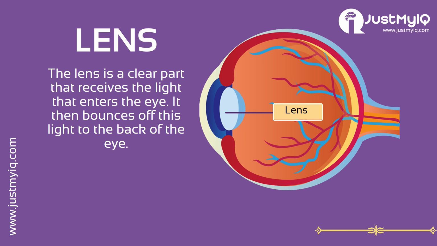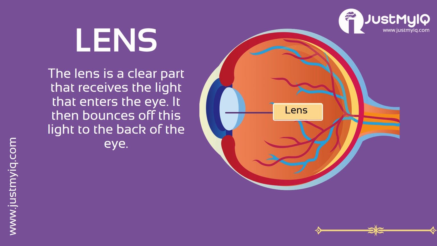The fourth part is lens, also called the focusing glass. Behind the pupil, we have the lens. It is transparent, flexible, and curved on both sides, what we call a biconvex lens. The lens changes its shape to focus light onto the retina. This process is called accommodation.